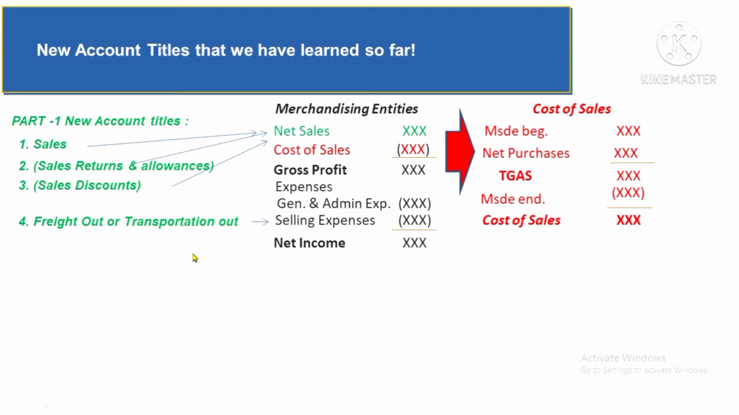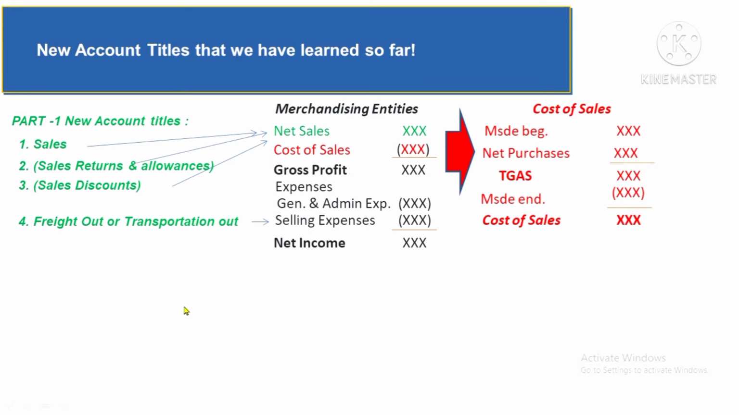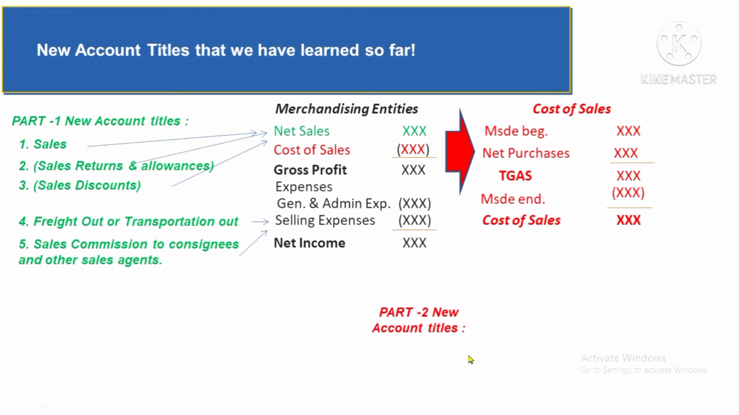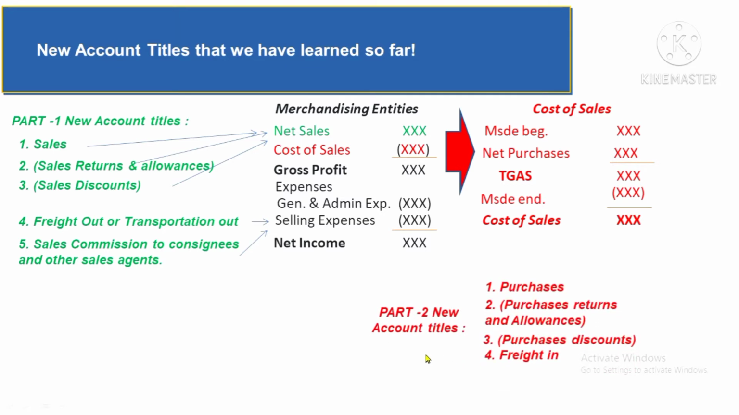Aside from that, you also need to remember this. Freight is not all about transportation cost only. It also includes costs like labor cost for lifting and transfer of the goods and other costs. Aside from freight out, I have also given another example of a selling cost, like the sales commission paid to selling agents and consignees.